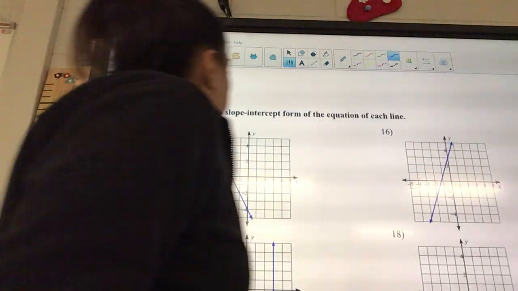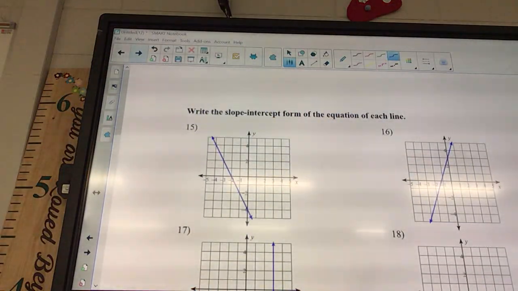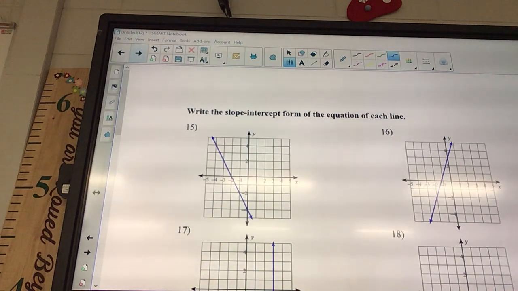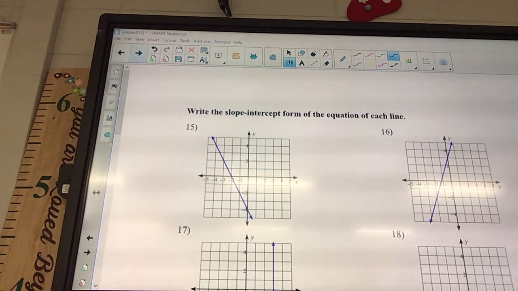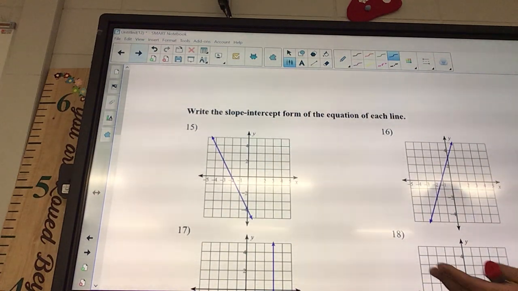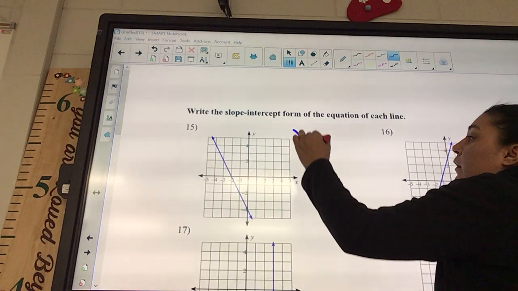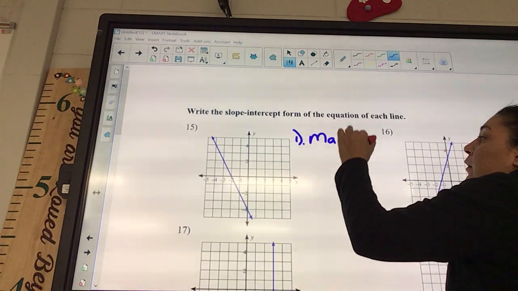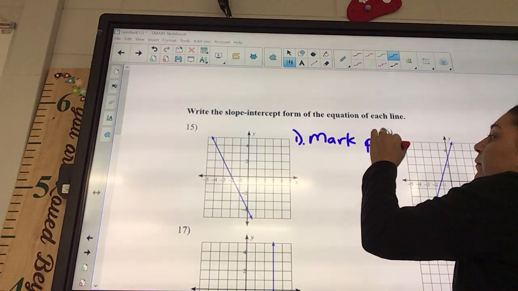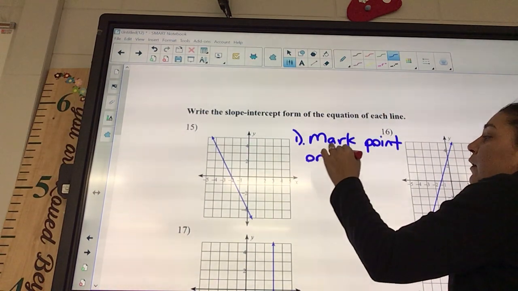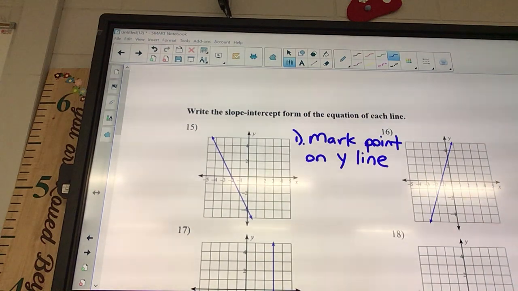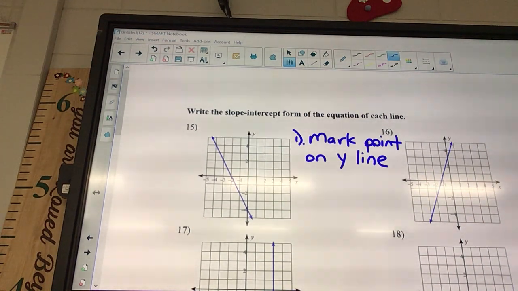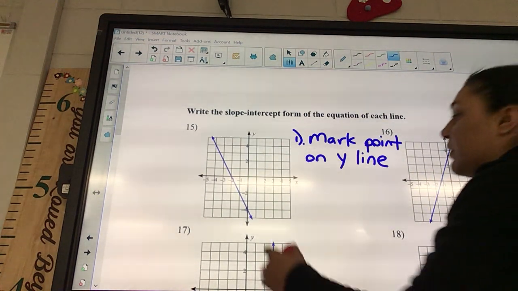Okay, and then the last page, they gave you the line and they want you to write the slope-intercept form. So the same way that we graph it is the same way that we're gonna find it. So you're gonna mark the point on the y line, essentially the y-intercept. So go to the y line and find where it crosses first.